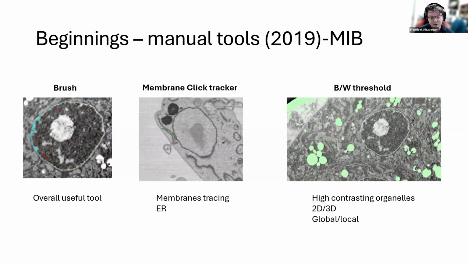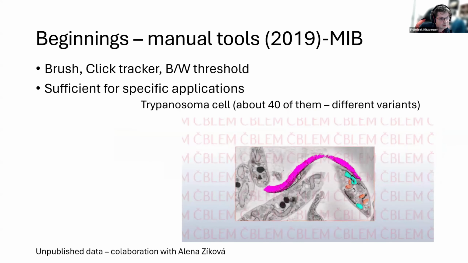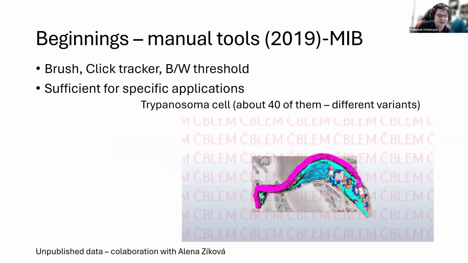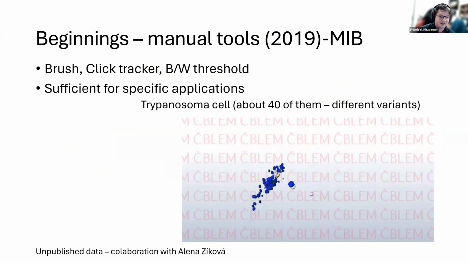It works both in 2D and 3D, and you can also do it globally, which means on the whole data set, or you can just pre-select an area where you do the thresholding. And these tools are sometimes a little bit slow, but they are still sufficient for a specific application. But if you want to scale it up, it bites you quite heavily, because, for example, one trypanosoma with these tools is fine, but 40 of them is work for like 7 to 9 months approximately.